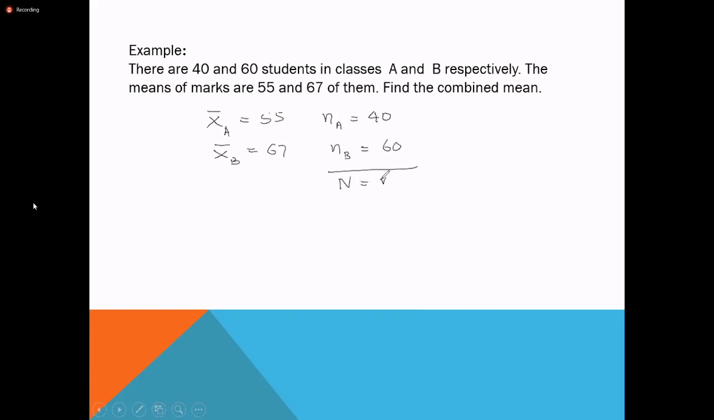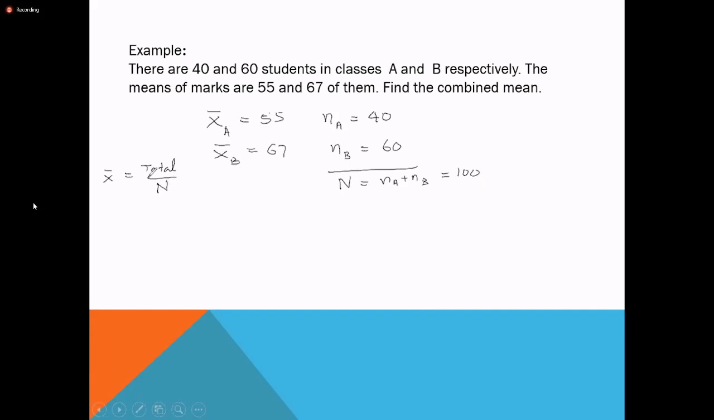Total is NA plus NB, that is 100. Now, if you want to calculate the combined mean, we need to calculate the total of these 100 students. Here, what is the mean value? How do we get the total if we are given the mean? We know that the mean is calculated by dividing the total by the number of students.